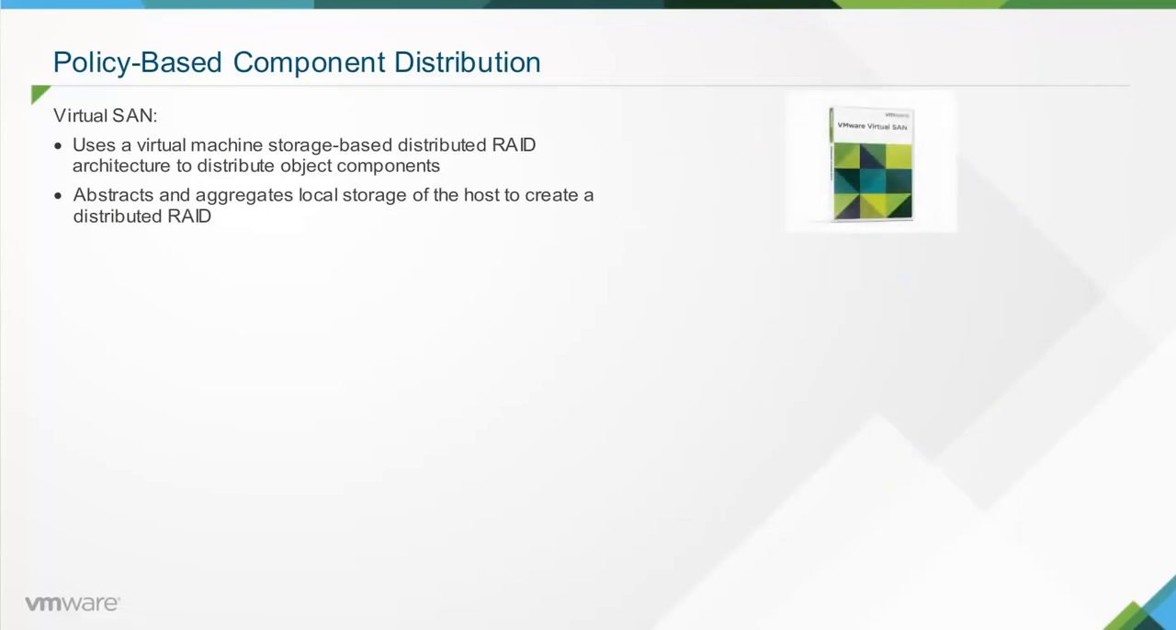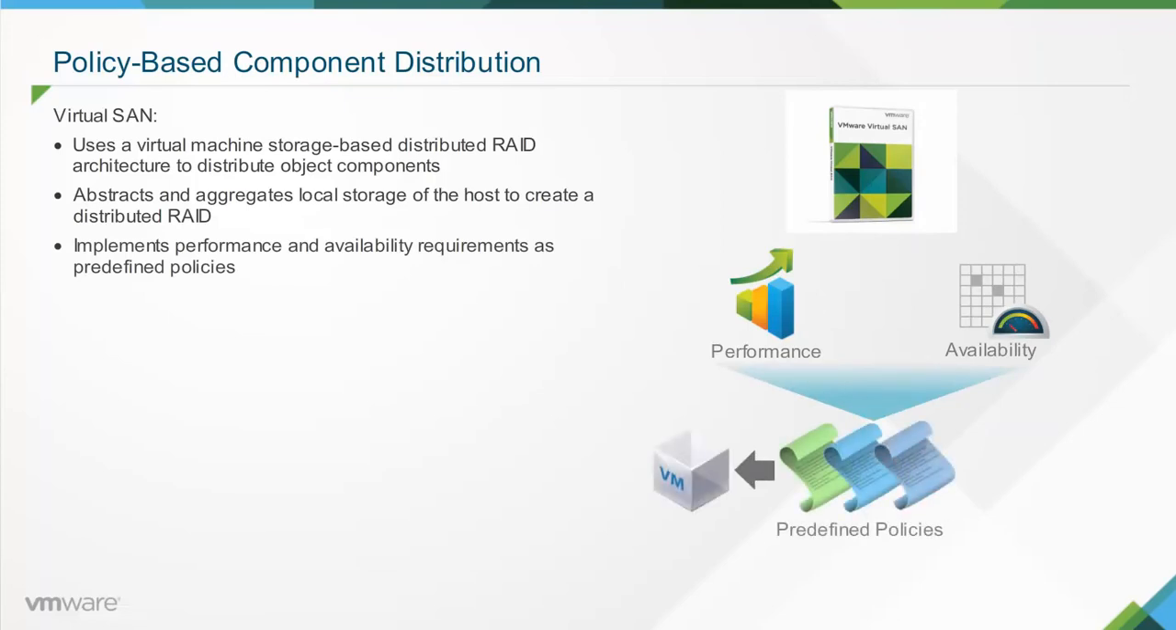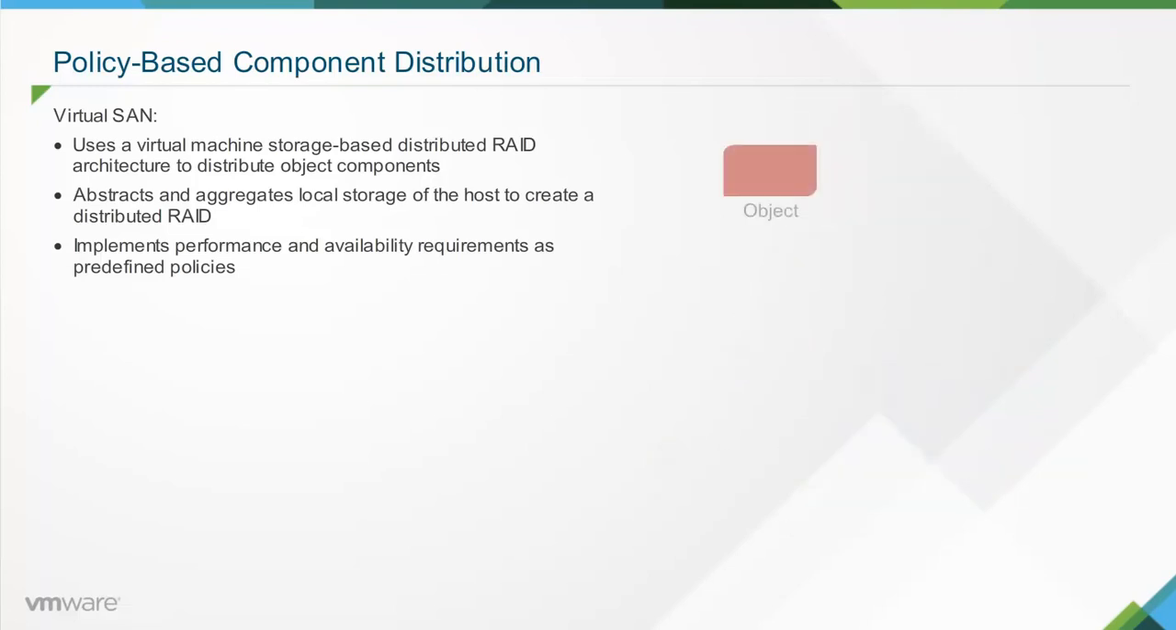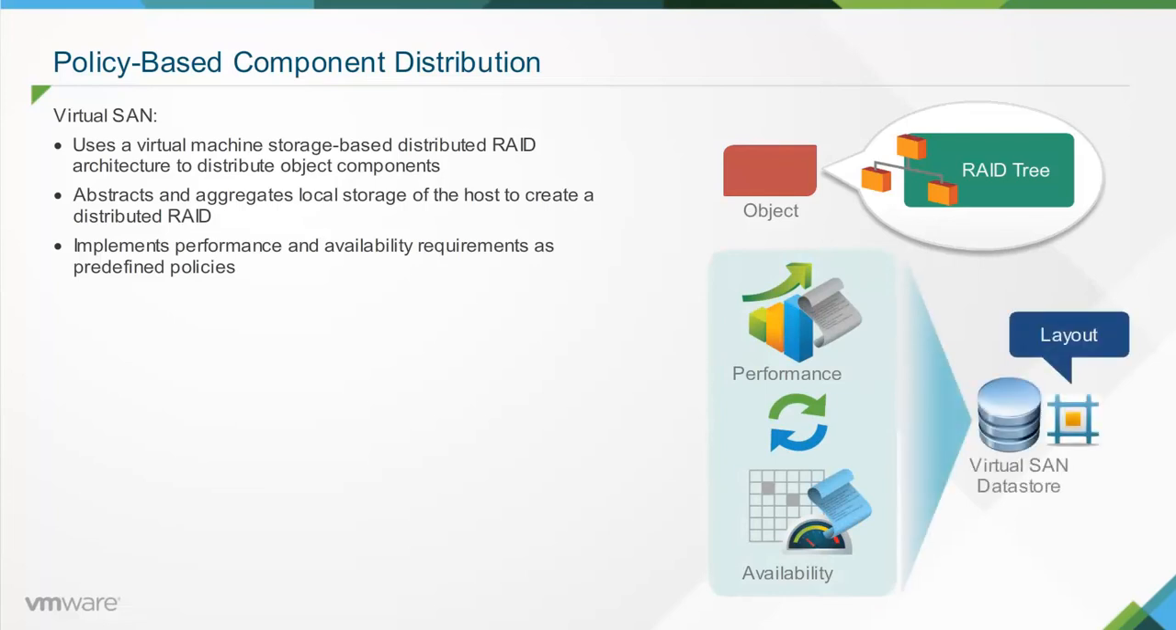In Virtual SAN, performance and availability requirements are implemented as predefined policies on every object. Virtual machines and individual VMDK files can have a storage profile associated with them. Each object has its own RAID tree that converts the policy-defined performance and availability requirements into an actual layout on physical devices of the Virtual SAN data store.